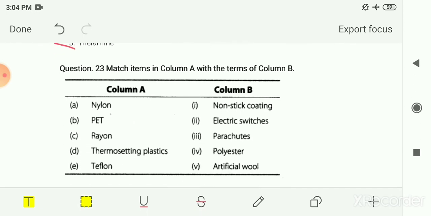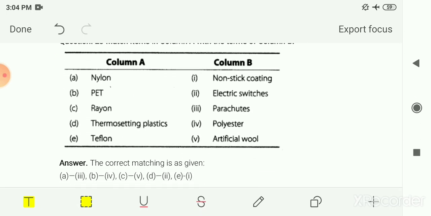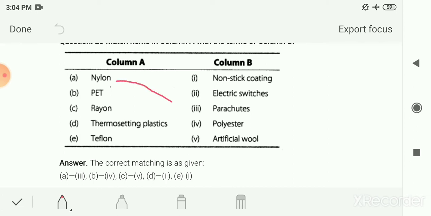Next question is, match the given items or match the following. So first one in column A, it is given to you, that is nylon. So its use is to make parachutes. It is used to make parachutes, so your answer is 3. With A it will come 3. Next is PET. So it is a kind of polyester, so with B 4th number will come.